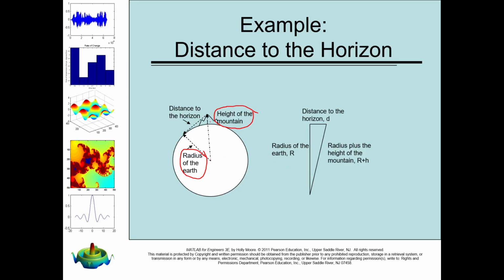Okay, ni dia ada jarak dia, height of the mountain, and then jarak radius of the earth. Yang ni radius of the earth, and then radius plus the height of the mountain. Height of the mountain ni kan tinggi mountain dari sini sampai sini. Lepas tu yang ni adalah dari sini ke sini adalah radius of the earth. Okay, sebab tu R tambah H. Okay, yang ni yang kita nak find out what is the distance of the horizon.